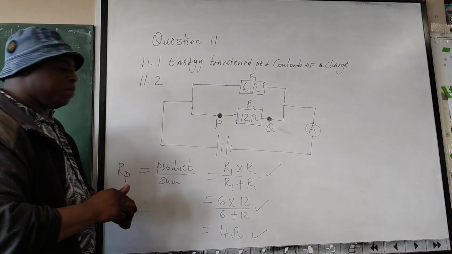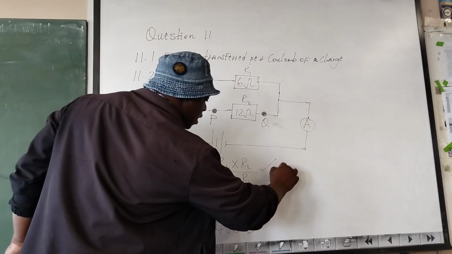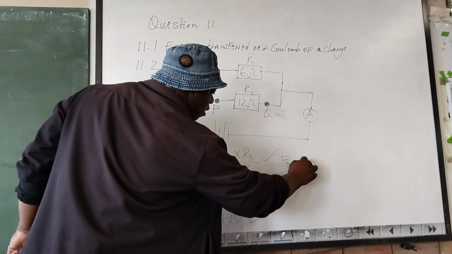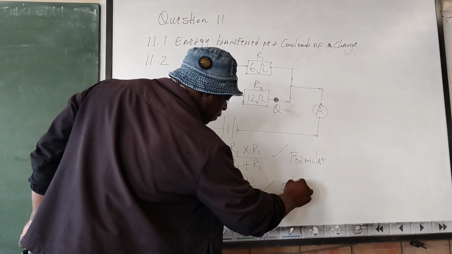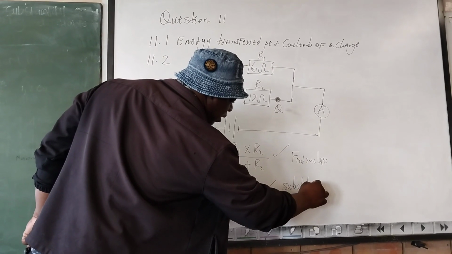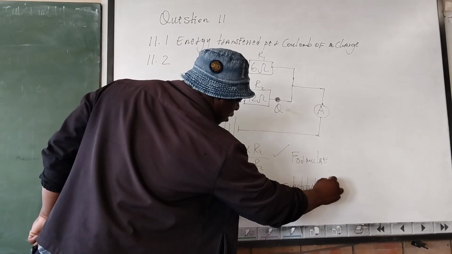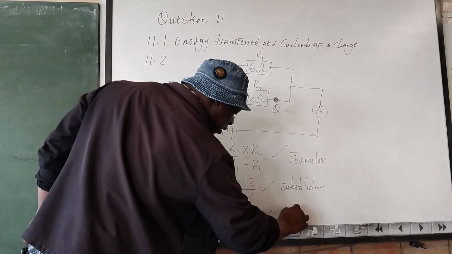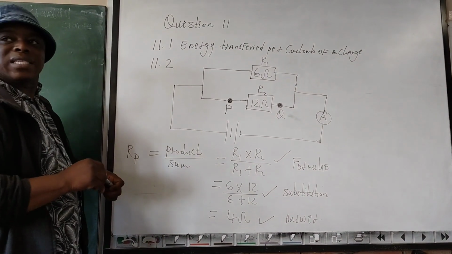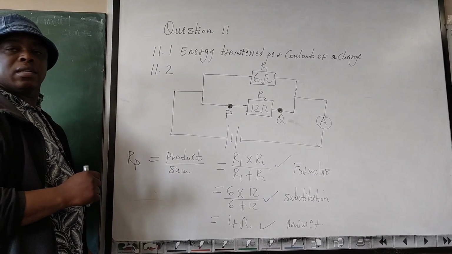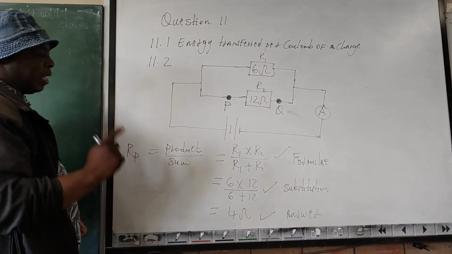Let's break it down. What is the first mark for? The first mark is for the formula, right? What is the second mark for? Substitution into what? Into the formula, right? Okay? And then the last one? The answer. But for you to get that mark, the answer must have the correct unit. Otherwise, you can't just write a number and leave it there.